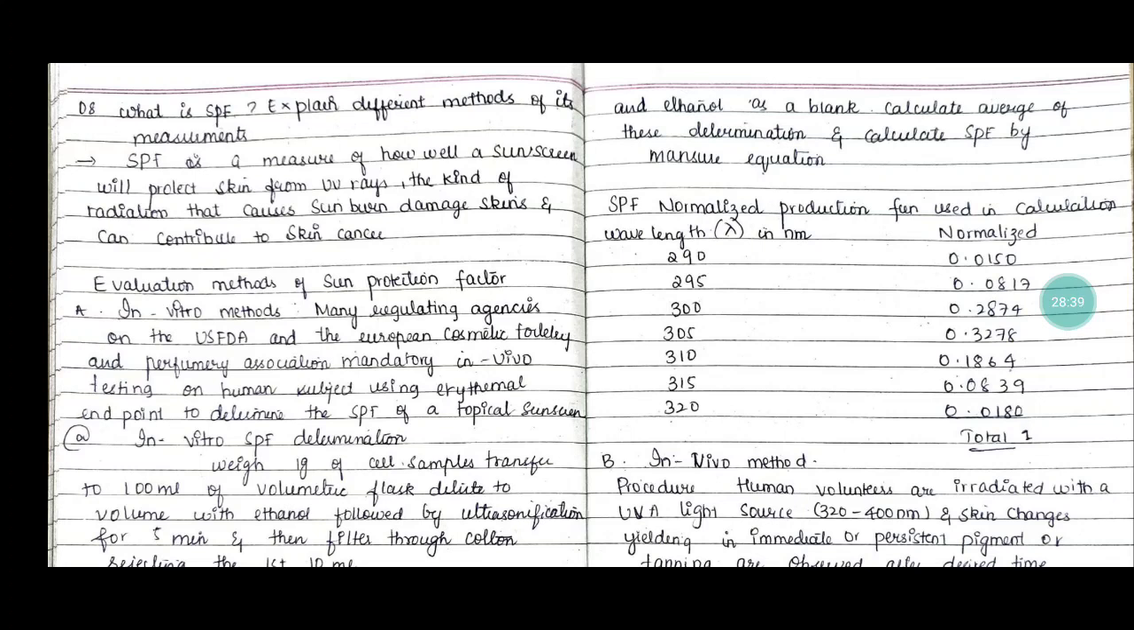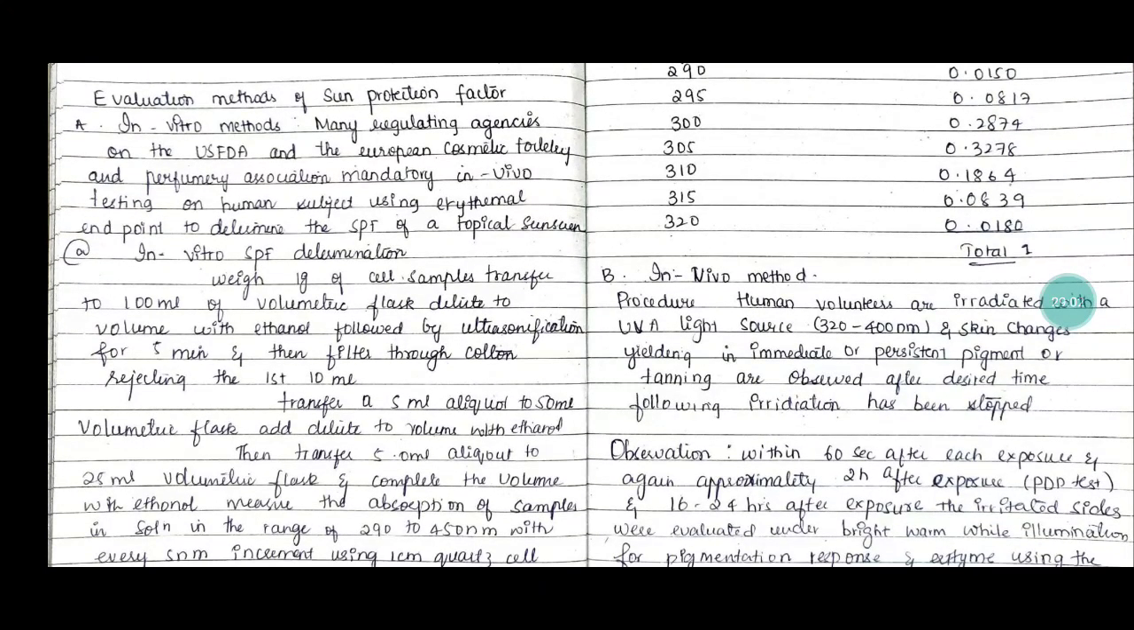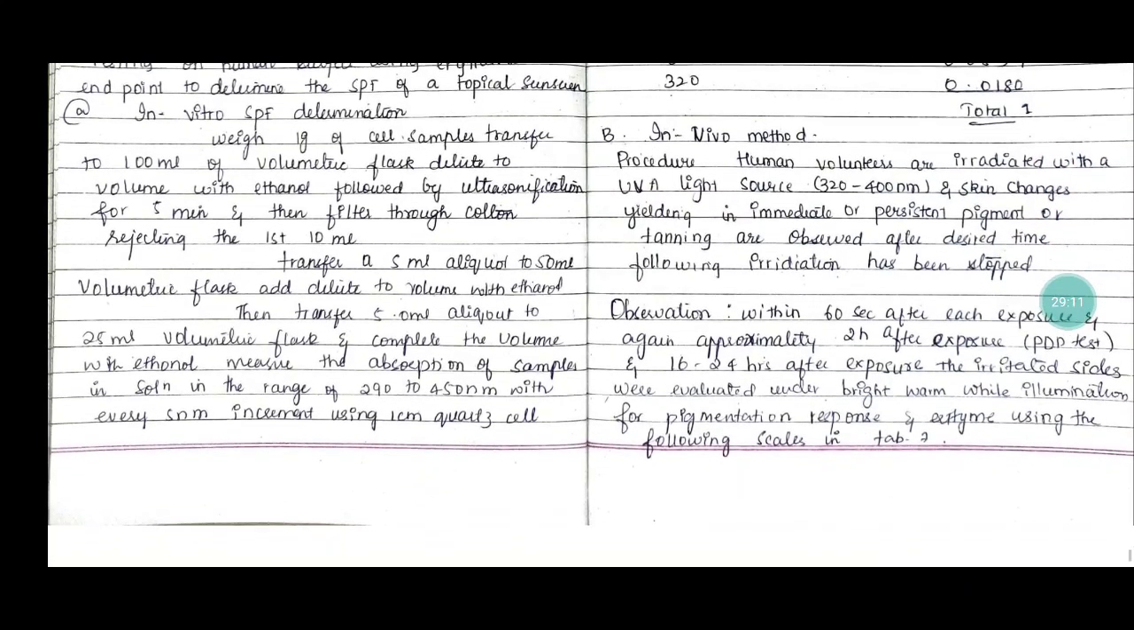Many regulating agencies, like the US FDA and the European Cosmetic, Toiletry and Perfume Association, mandate in vivo testing on human subjects using an erythema endpoint to determine the SPF of a topical sunscreen, whereas in vitro SPF determination has a procedure. This is the procedure for in vitro SPF determination. And number B is the in vivo method.